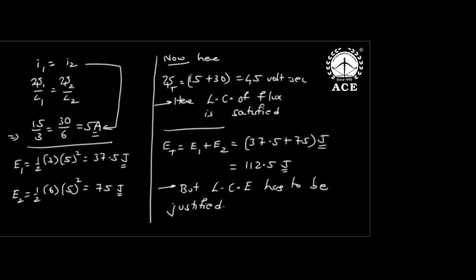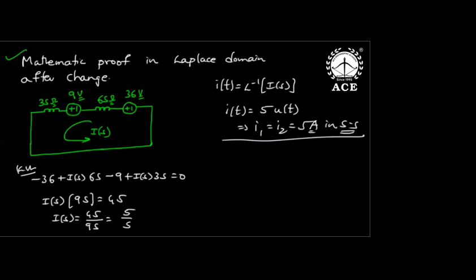That is why we got the same answers. See here, we got the same answers, this is also the same proof. So I1 equals I2 is 5 amperes. Same answers we got, that is the ultimate proof we got. Hence, I consider the law of conservation of flux.